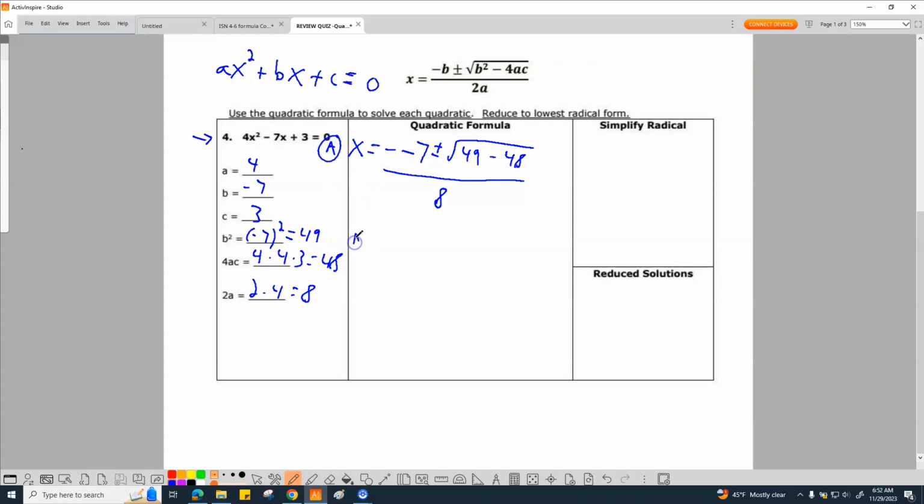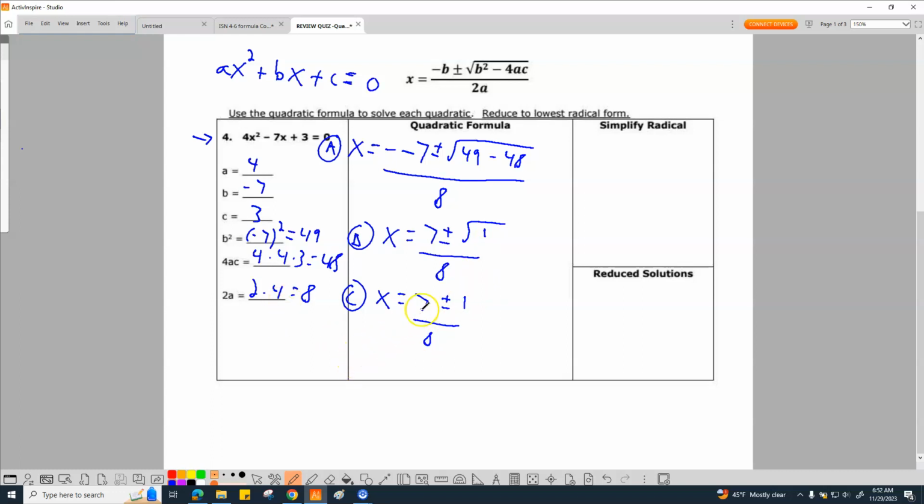I'm going to go to step B right now, and I'm going to clean everything up. So any double negatives, we're going to replace with the positives. So that's 7 plus minus the square root of 49 minus 48 is 1, all over 8. Now I'm going to remove the square root if I can. X equals 7 plus minus, what's the square root of 1? It is in fact 1, over 8.